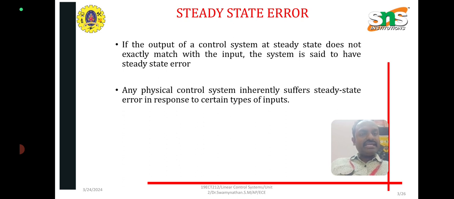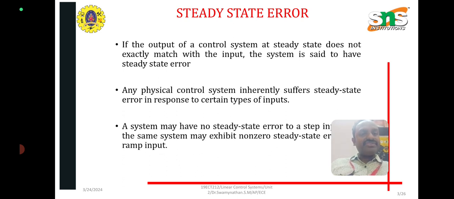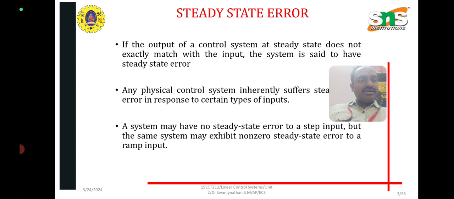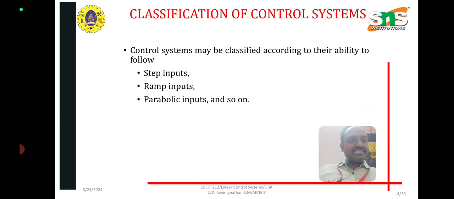The steady state error we already discussed. Any physical control system suffers a steady state error in response to certain types of inputs. A system may have no steady state error for a step input, but the same system may have a non-zero steady state error for a ramp input. That is called the steady state error.